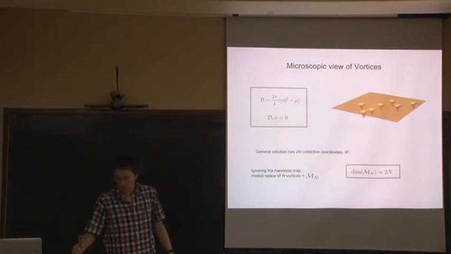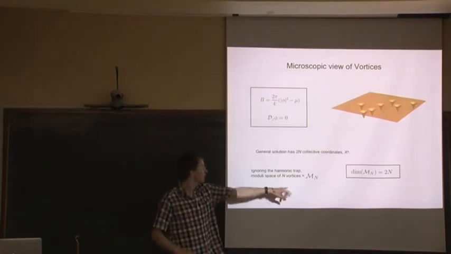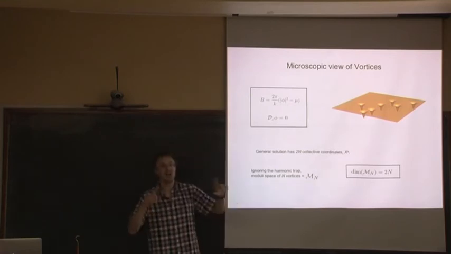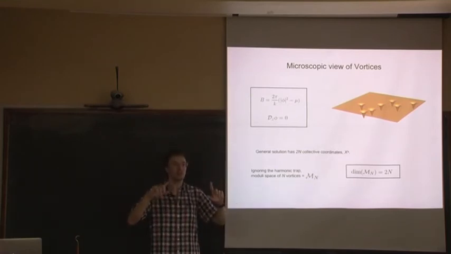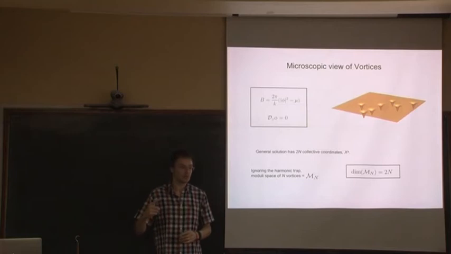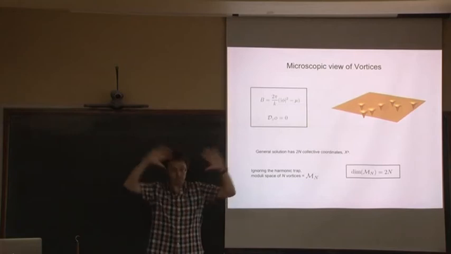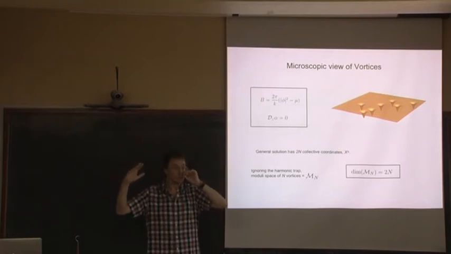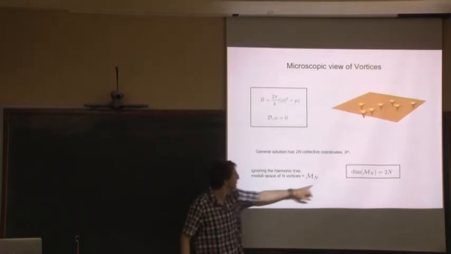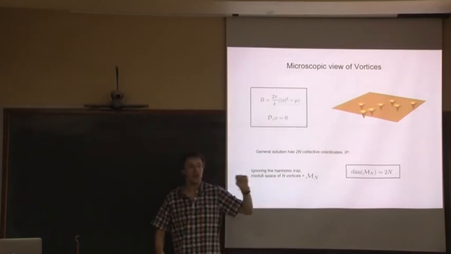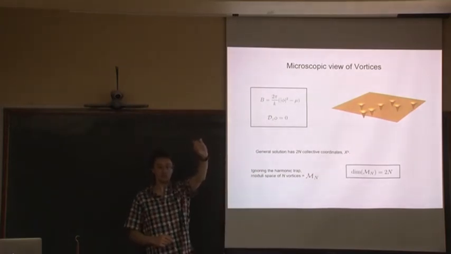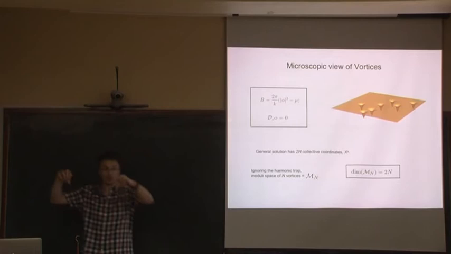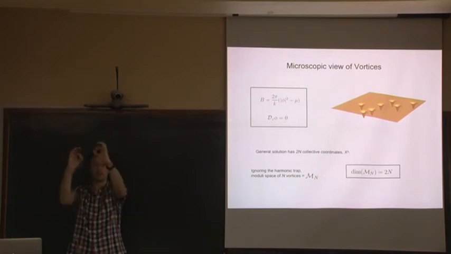Okay, so the idea of the moduli space is the following. The moduli space that I'll call M_n is the space of solutions to these equations. So it's a manifold which has dimension 2n. It's a big manifold. The coordinates on this manifold are called capital X. And the idea is that for every single point on this moduli space, there's a corresponding solution to the vortex equations where the vortices sit at some point.